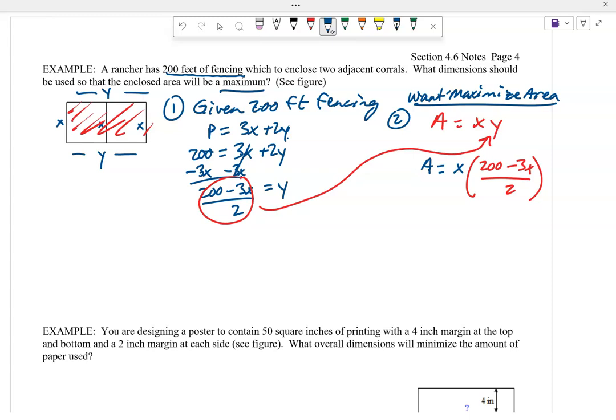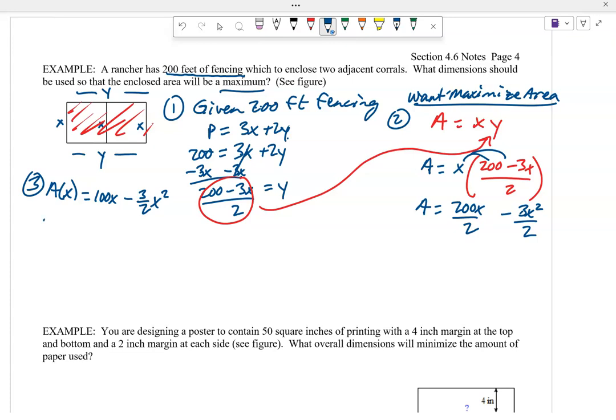And so I'll continue with this here. Area equals, let me distribute this through and put them all over the 2. So here's our area formula. Area equals, in terms of x, 100x minus 3 halves x squared. And we're trying to maximize that.